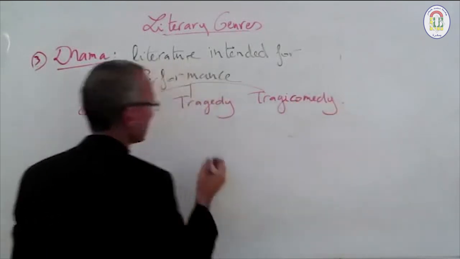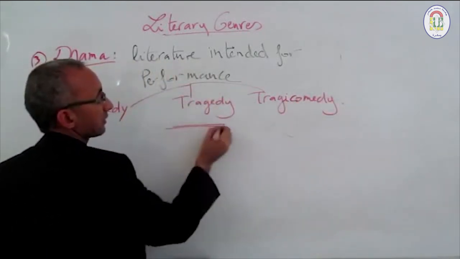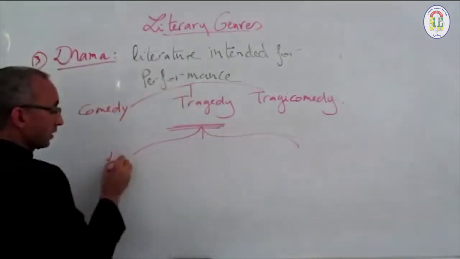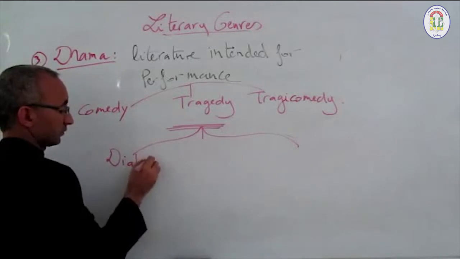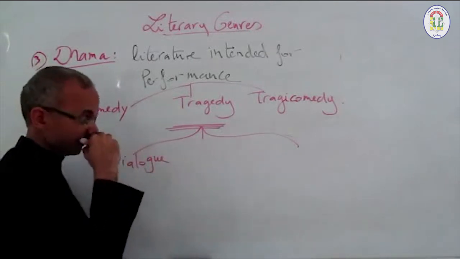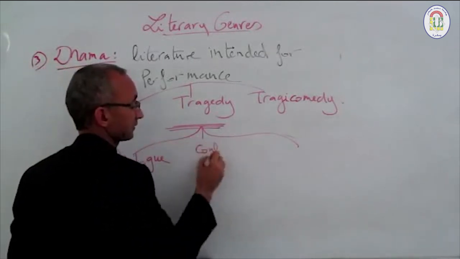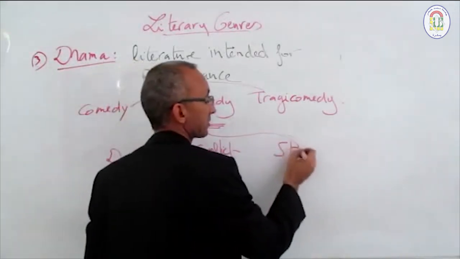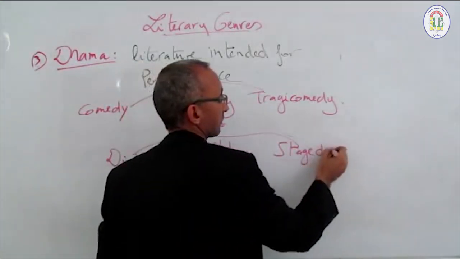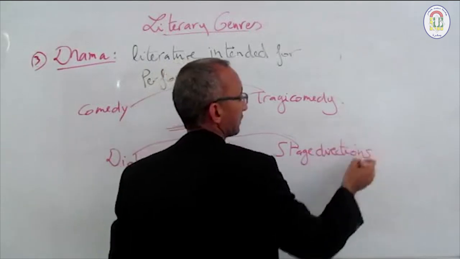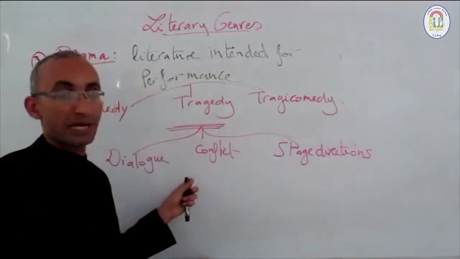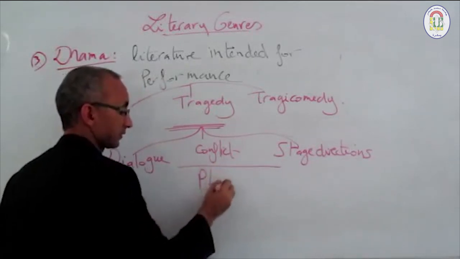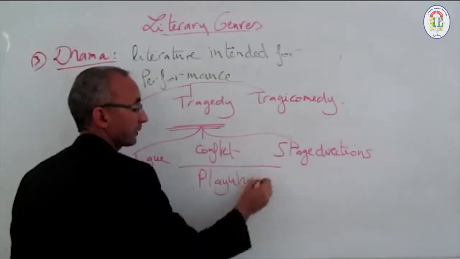Drama is based on three main elements, which are dialogue, conflict mainly, and stage directions. And the person who writes plays is called a playwright. Like Shakespeare, who is a playwright.